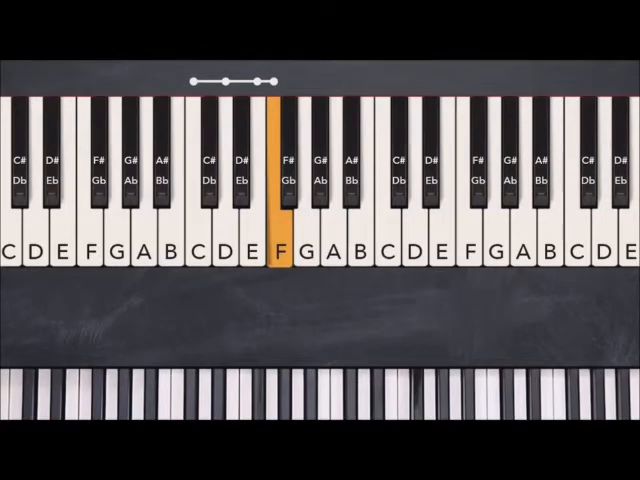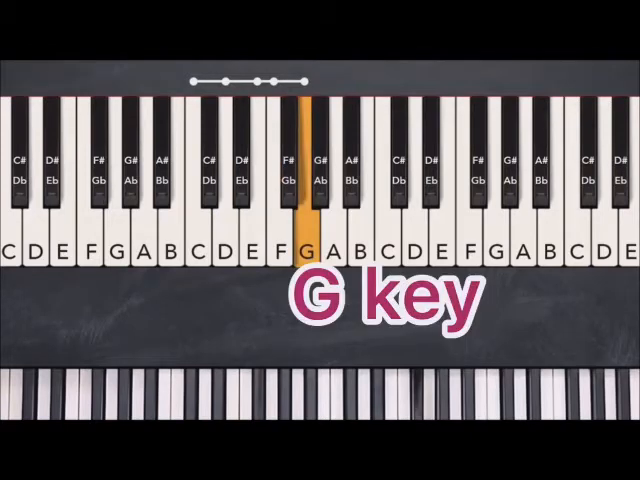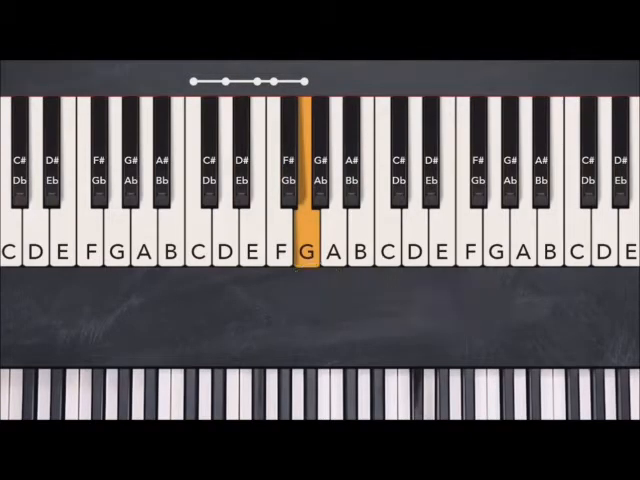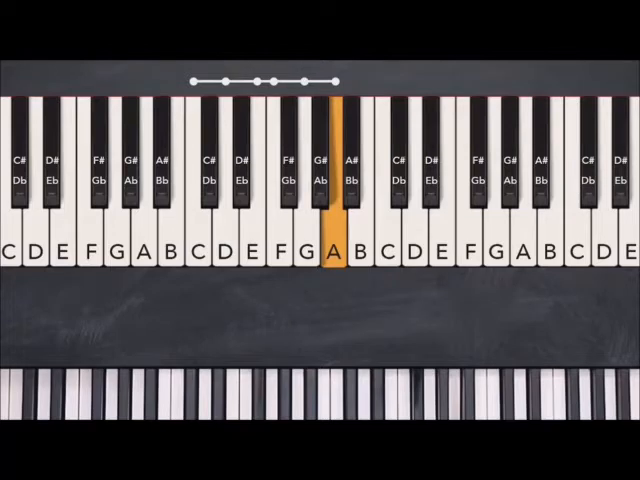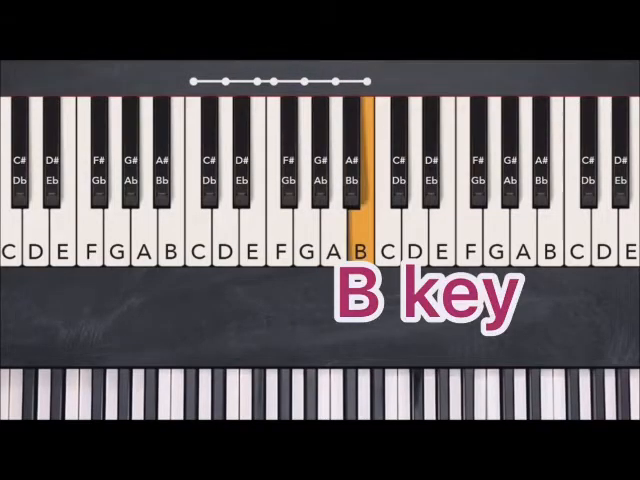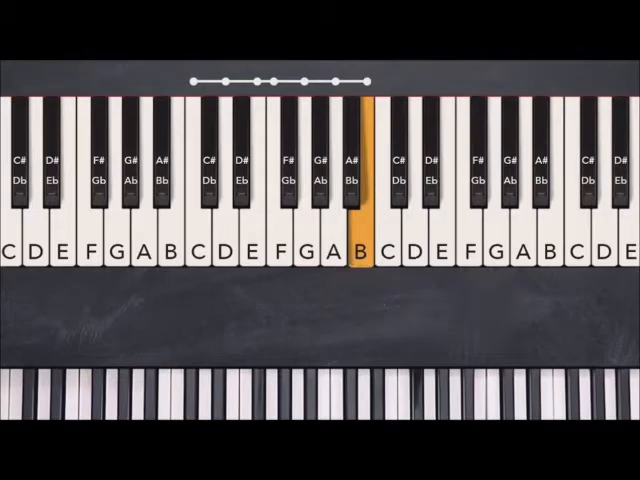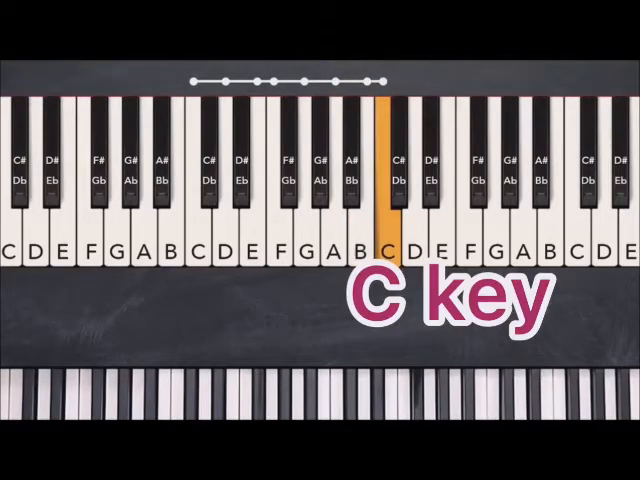Then from that one, go up by one whole step. You have G. Go up again, one whole step. You have A. And then again go up by one whole step. And now we're on B, the seventh note in the scale and also the last one, because after that we're going to go up by one half step, landing back on C.